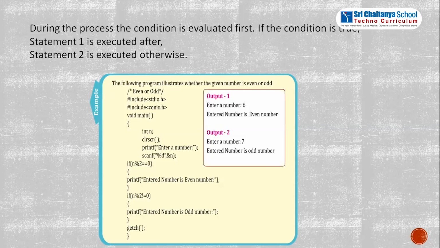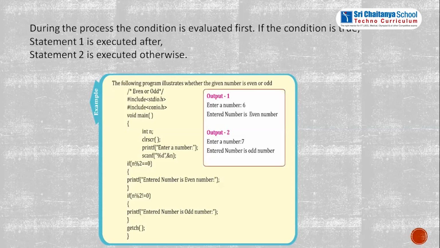and close your program. There are two sample outputs given. First, user 1 is going to enter a number, 6. So my control is going to check if n modulo 2 is double equal to 0, that is, 6 modulo 2 is double equal to 0. Is the condition true? Yes. Then your printf statement, entered number is even number, will be executed. But is it required to go to the next if statement? Yes, the control will go to the next if statement also. So if 6 modulo 2 is not equal to 0, what happens here? The condition becomes false. So it goes directly to the getch function and the program terminates there.